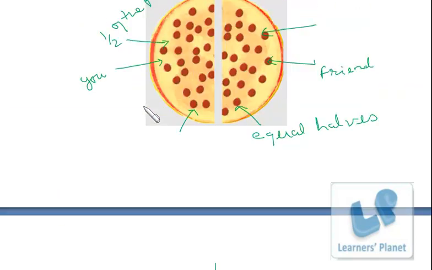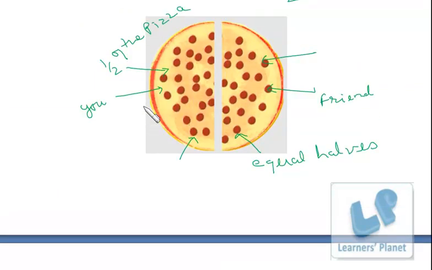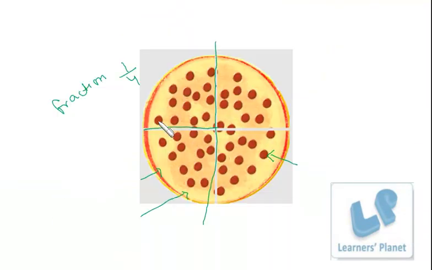Earlier you were eating half because only two persons were there, you and your friend. Now two more friends have come. So you need to make four pieces of this pizza. Out of four pieces, everybody is eating 1/4. Right? Everybody is eating one piece. That means out of four pieces, one is being eaten by each person.